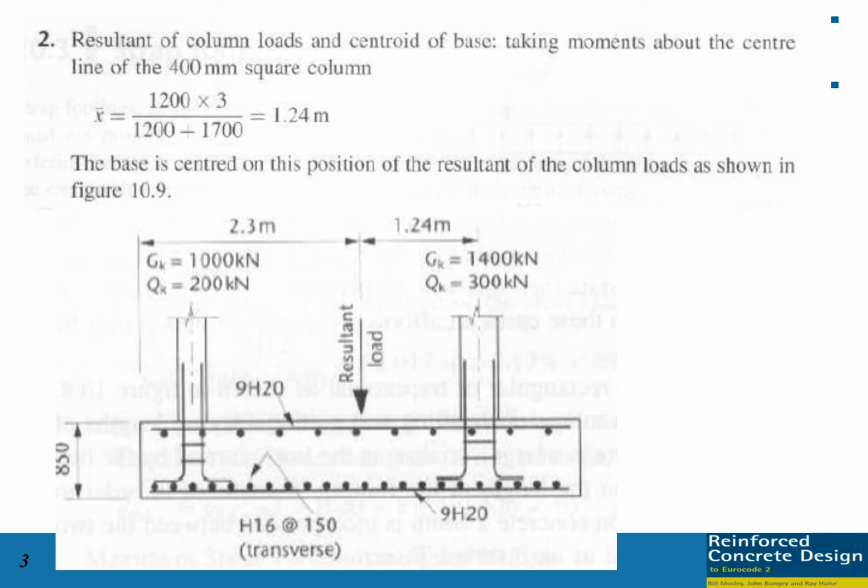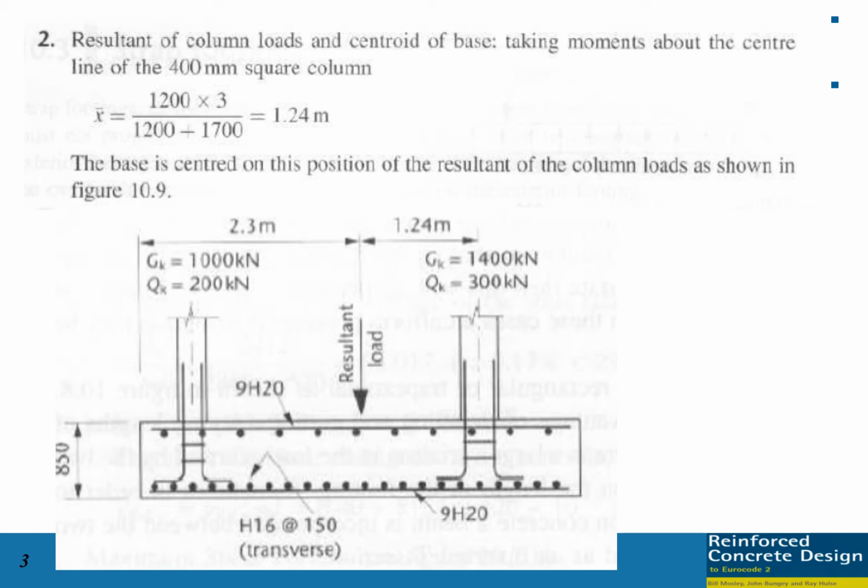The next step is to calculate the resultant of the column load. You can also see in this slide the cross section of the footing. For the time being, please ignore the number of the rebar here. The thickness is 850, and at the 300 by 300 column we have Gk 1000 kilonewton, Qk 200 kilonewton, and at the right side, for the 400 by 400 column, we have Gk 1400 kilonewton and Qk 300 kilonewton.